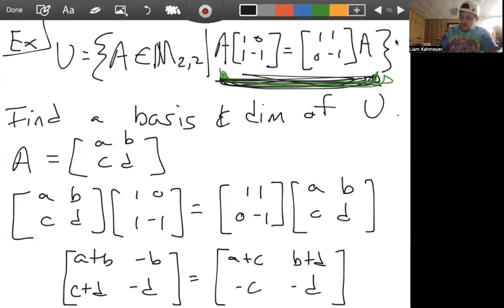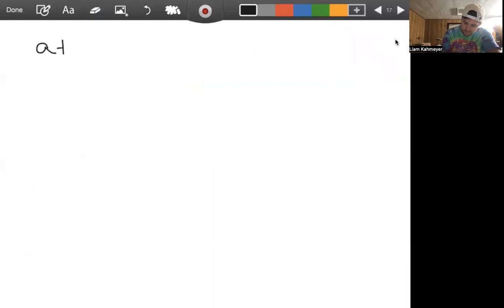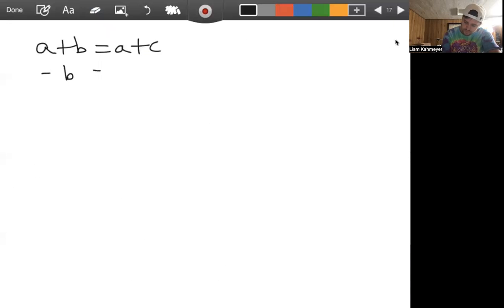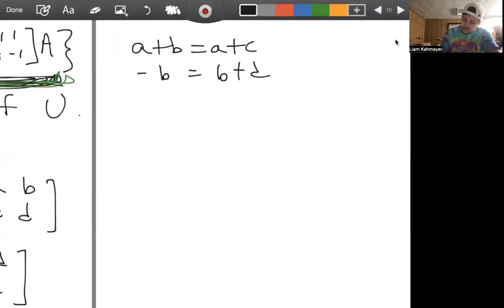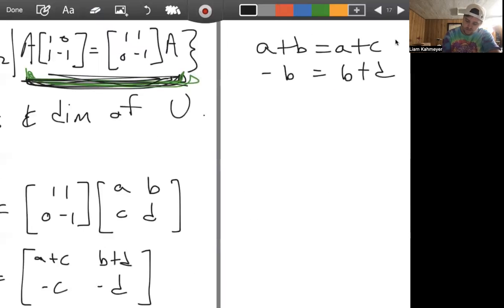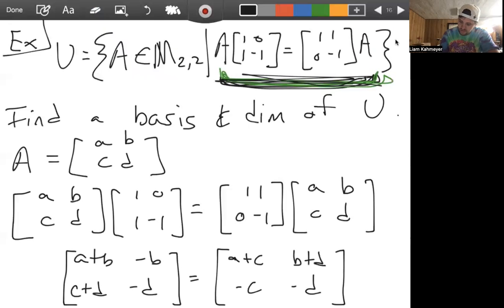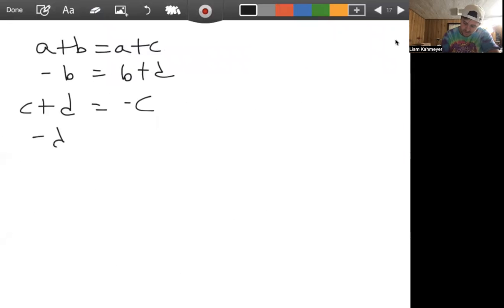And what do we learn from this? Well, two matrices are equivalent if and only if all of their entries are equivalent. So the first one tells us that a plus b equals a plus c. The second one tells us that -b equals b plus d. The third one tells us that c plus d equals -c, if I'm not mistaken. Yes, and then the last one tells us that -d equals -d.